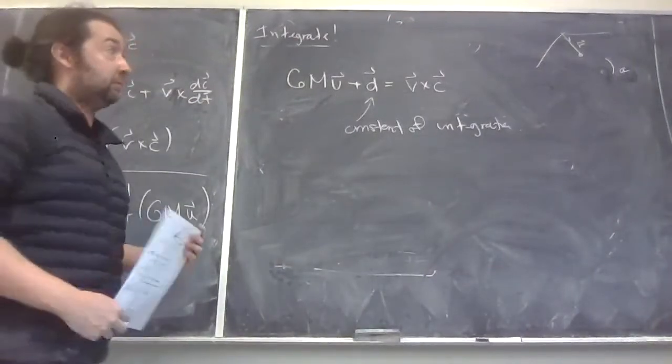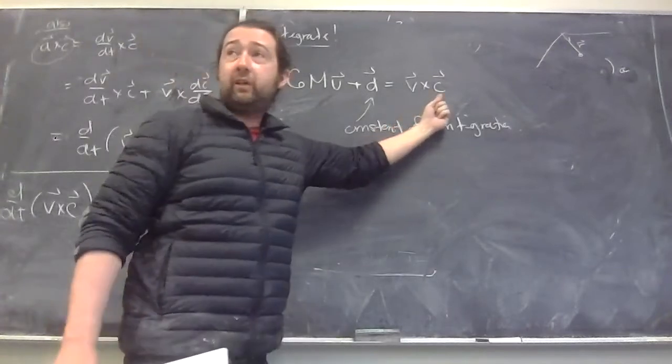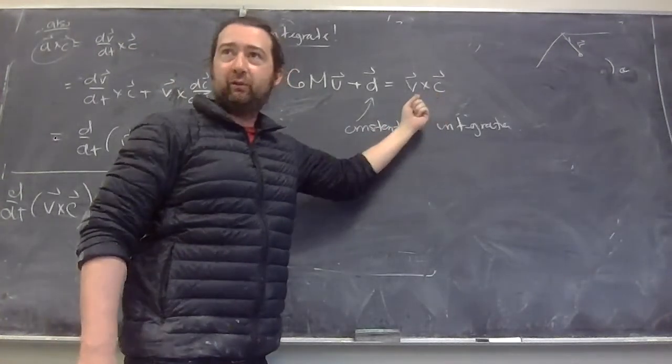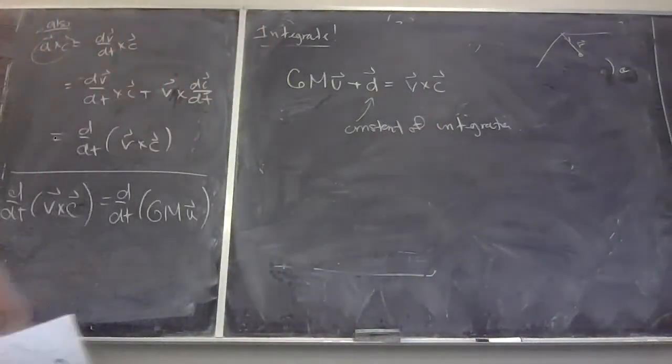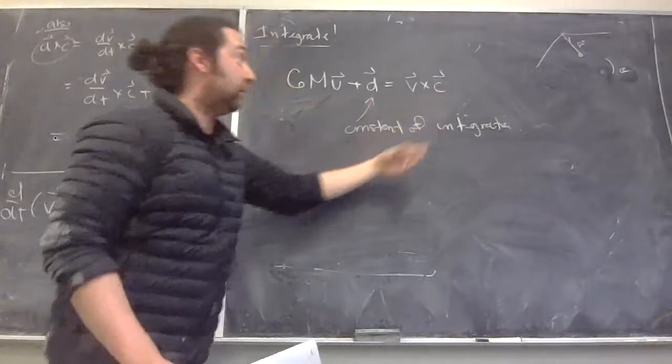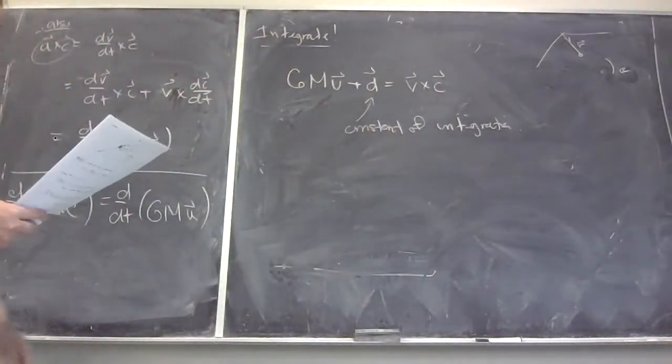Well, that has to be in the XY plane because C is perpendicular to the plane that both R and V lie in, and we're crossing it with V, so it better pick up R. So since this is in the XY plane and this is in the XY plane, that also better be in the XY plane. All right.